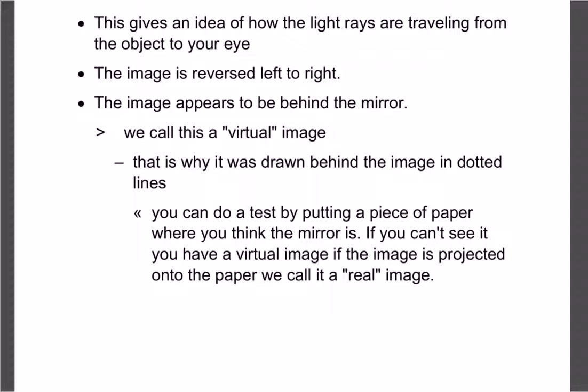And the way we could test that is if we put a piece of paper where the mirror is, we wouldn't see anything. So because we can't see it, we'd call it a virtual image. If for some reason the image was projected onto the paper, like an overhead projector or something would work, then we'd say that's a real image. And we're going to get to those later on when we do curved mirrors.